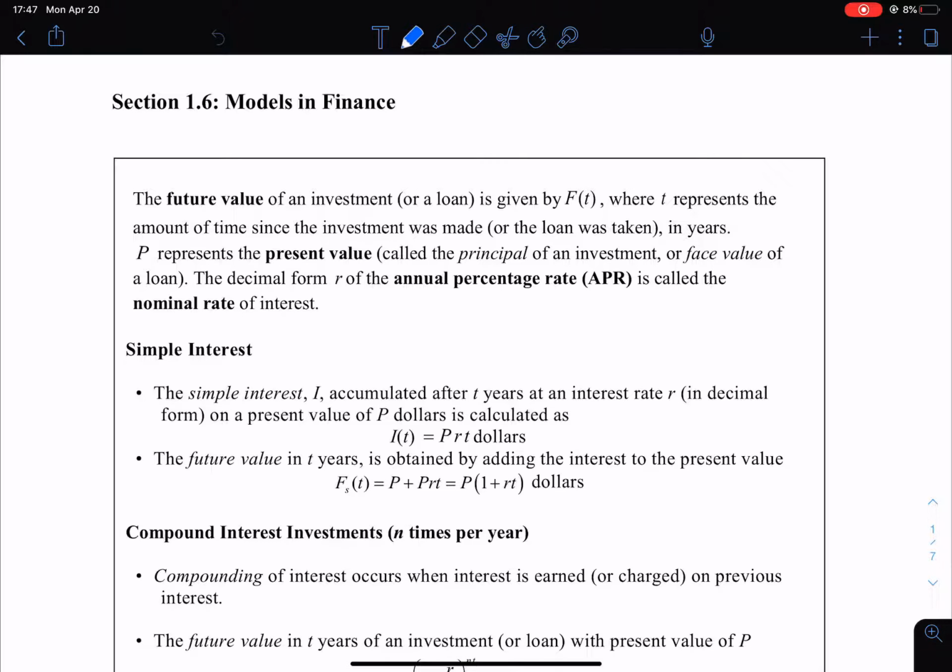1.6 Models in Finance. That's page 36. For this one, we talk about 3 models for interest. The future value, the notation is capital F of t, where t represents the amount of time since the investment was made, and pay attention that the unit of t must be in years. And P represents the present value, called the principal of an investment, or you can say this is the face value of a loan.